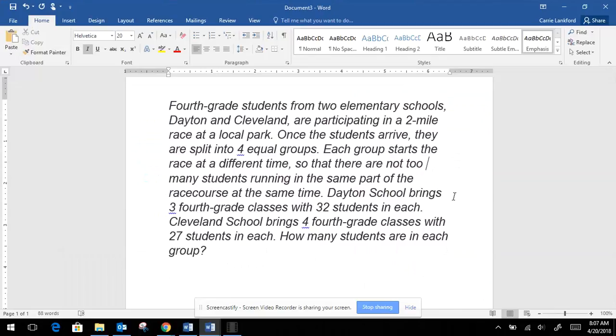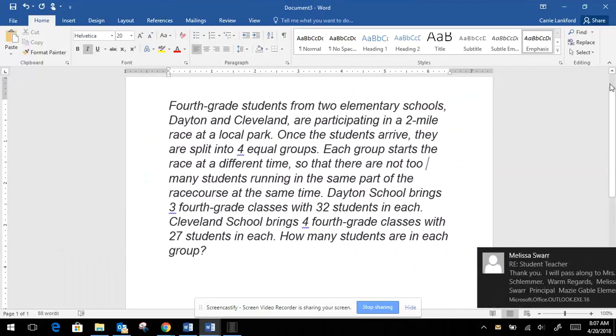Yes, today is going to be tough. Today is a lot of reading, and it's trying to figure out what exactly you need to solve the problem. So looking at this, I want you to go ahead and solve this problem. Do whatever you think you need to do to figure out how many students are in each group running. It is multi-step, so you're going to have to do a few steps.